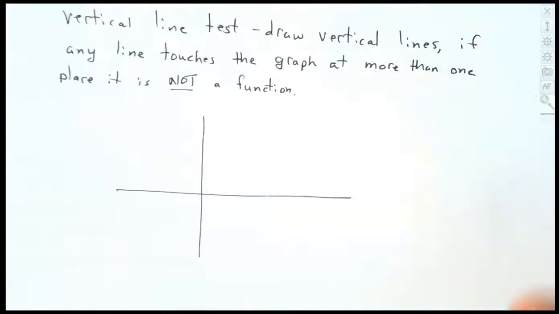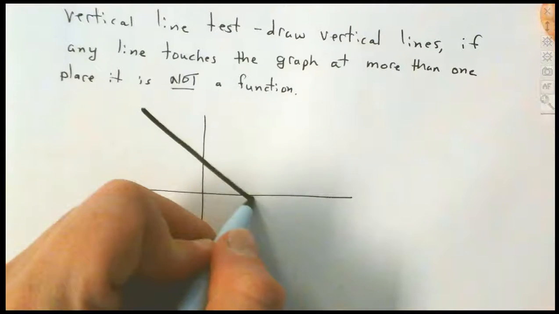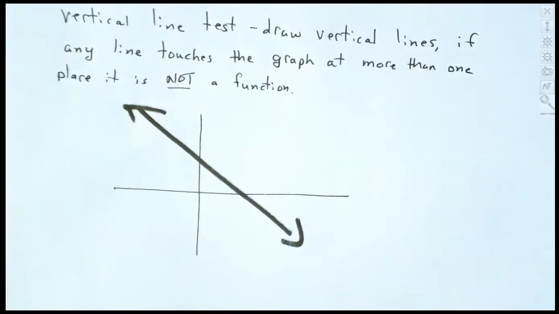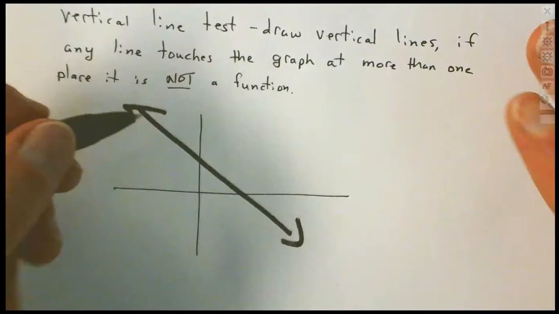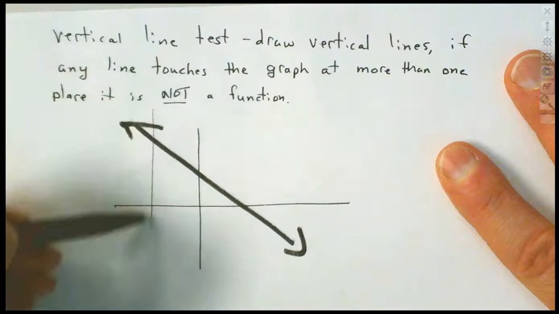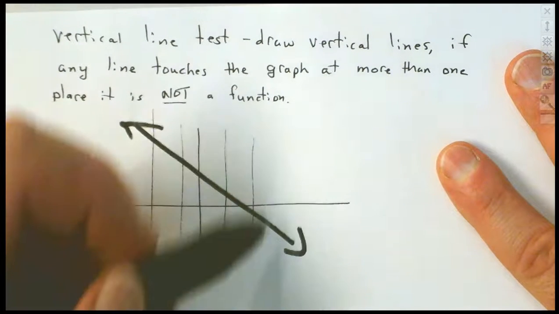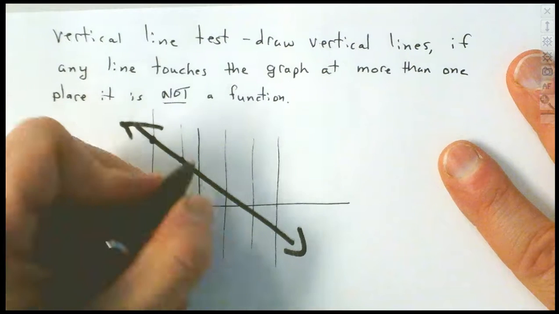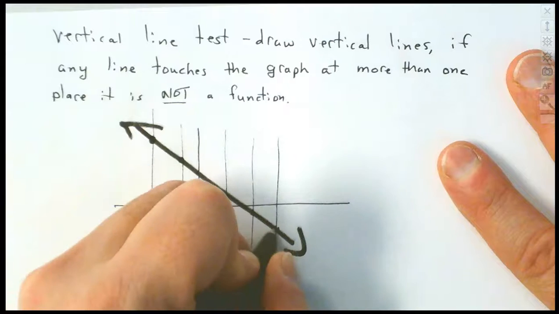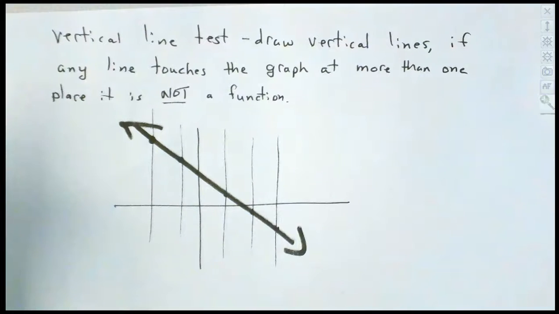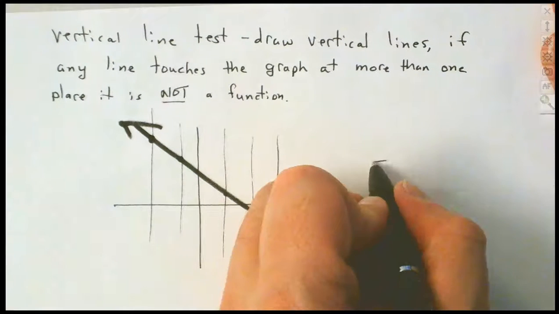So we'll start off with this graph. This is going to be a line. So here's our graph. Okay, is this a function? Yes or no? Yes. Why is it a function? Our vertical line test says you draw vertical lines. If any line touches that graph at more than one place, it is not a function. Each line touches that graph at only one place. So therefore, this is a function.